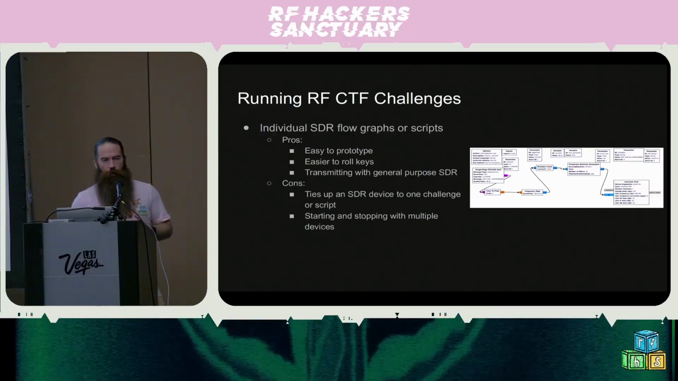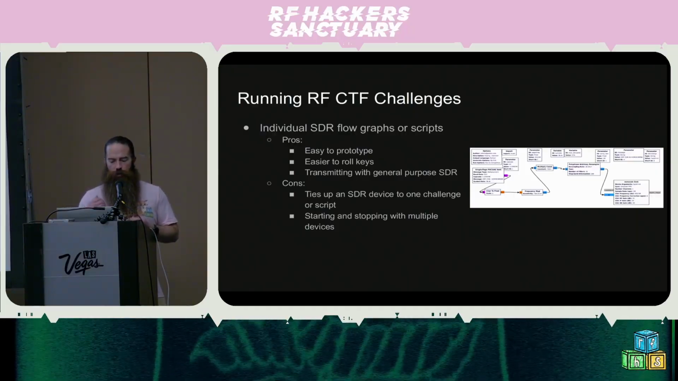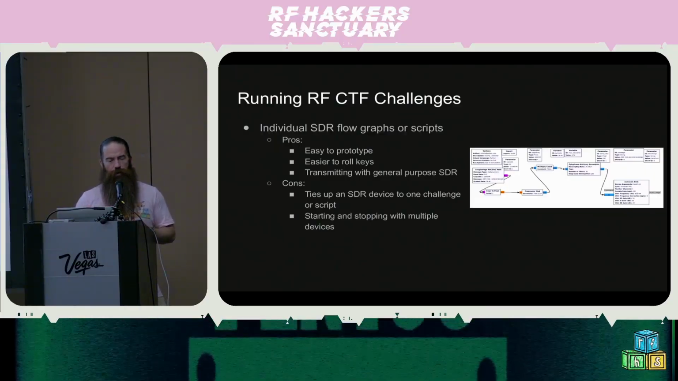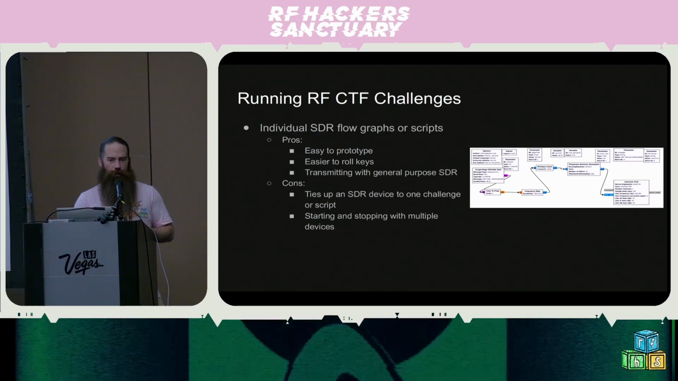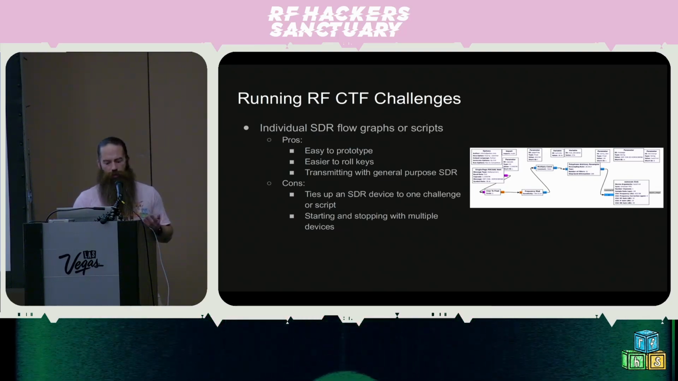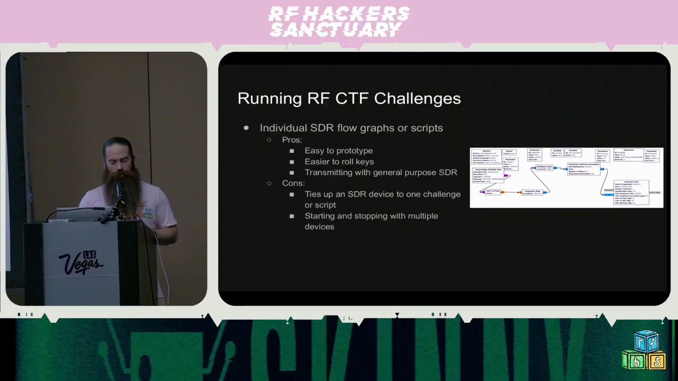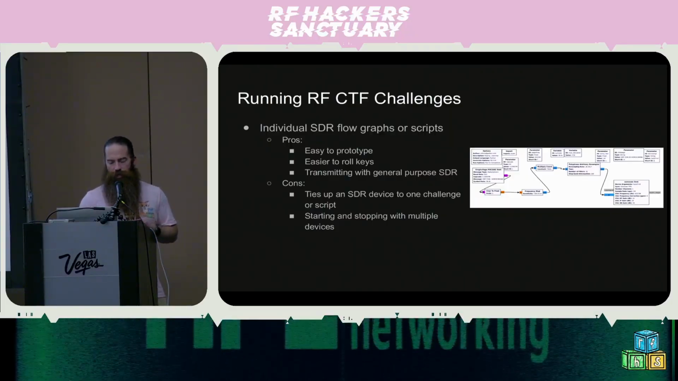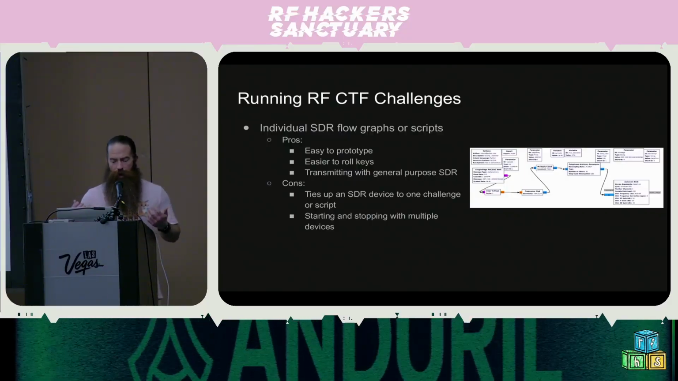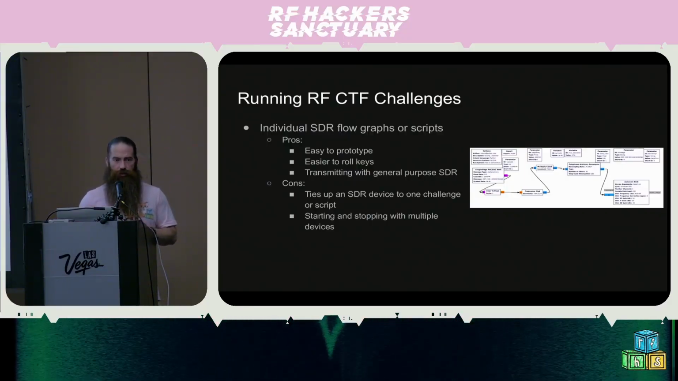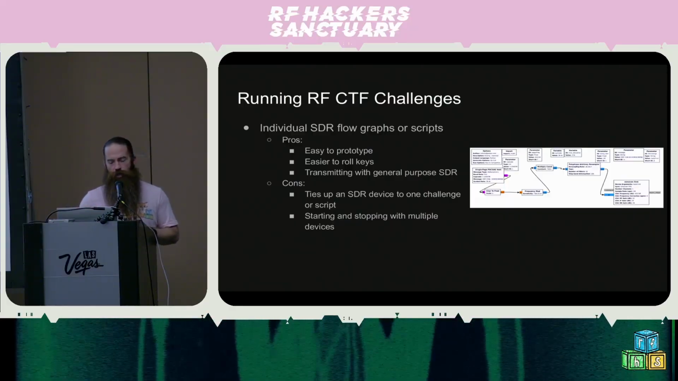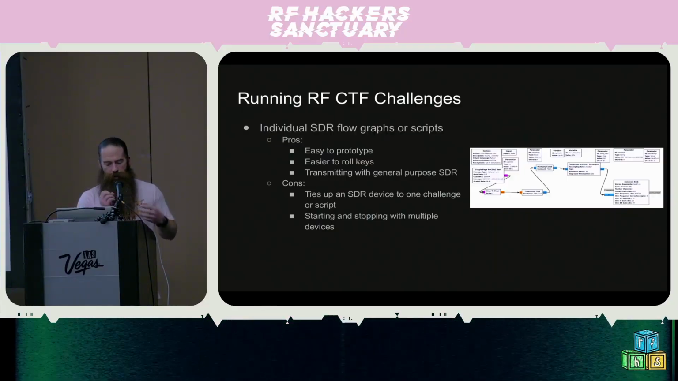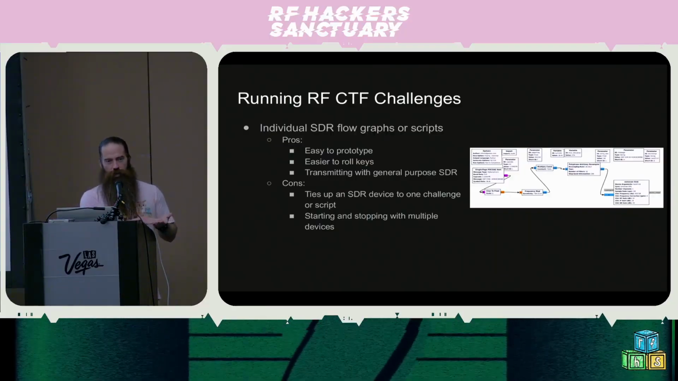So the next step up from using dedicated hardware is using individual SDR flow graphs, things like GNU Radio or other types of scripts, to be able to transmit using a HackRF, BladeRF, USRP, any of these types of things. These are great because they're easier to prototype. It's easier to roll the keys, usually, assuming you've designed that in a way where you can roll the keys and actually change things. And you can transmit it with commodity hardware. Downside to this is how most of our challenges start, by an individual flow graph. I have one radio, I'm doing one thing at a time, I tried it out, great, it works, that's good enough to be a challenge.